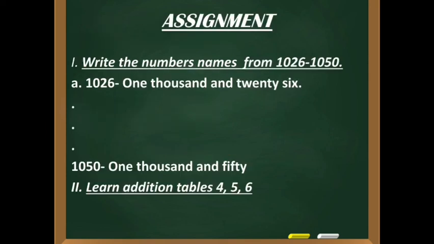Now turn your book and write today's date and do the given assignment, that is write the number names from 1026 to 1050. Already in the first assignment you have written from 1000 to 1025. So here I have given you the first one and the last one, how to write. Then you have to write 1027, 1028, 1029 till 1050. And second one is learn addition tables 4, 5 and 6. Just learn it, no need of writing it.